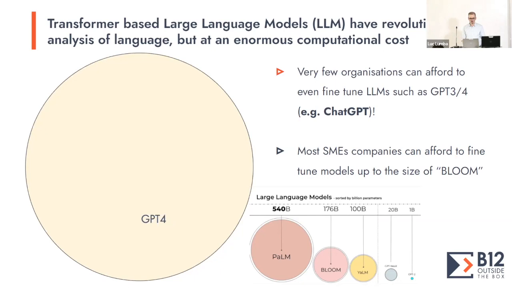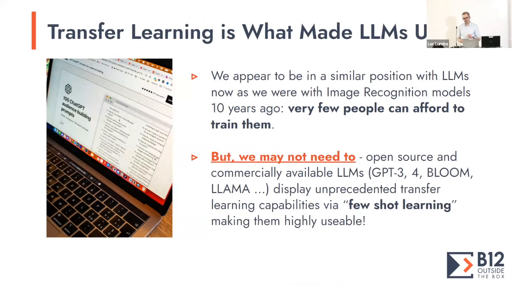where we needed more computational power. But we are in a bit different situation right now. It turns out that what we needed to overcome with computer vision 10 years ago by introducing basically better hardware into the problem, we may not need to do now. And this is thanks to things like few-shot learning, which is one form of transfer learning, which actually makes large language models, I will argue, usable.